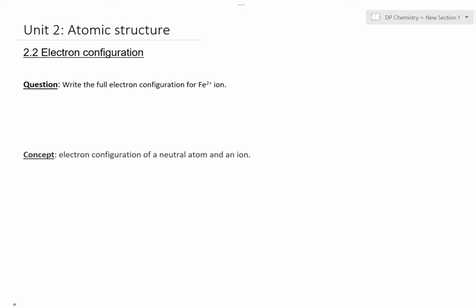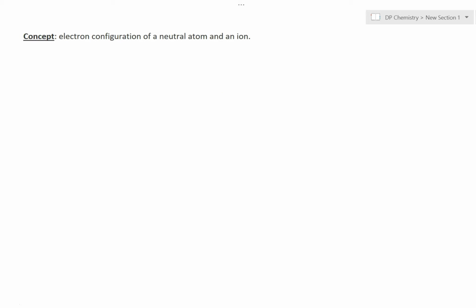Hi, this video is about electron configuration. So the question we have here is to write the electron configuration. The keyword here is Fe2+ ion. There are two concepts here. First, how to write a configuration for a normal or neutral atom. Second, how to write a configuration for an ion.